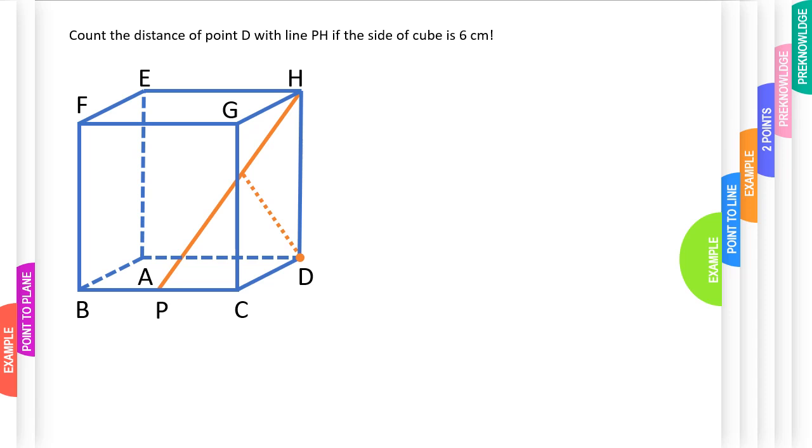We call point DX in there. To make it easier to do, let's imagine a triangle that connects them. It's triangle PHD. Let's move them to be easier to understand. Triangle PHD has right angle in D. We know that DH is the side of cube, which is 6 cm.